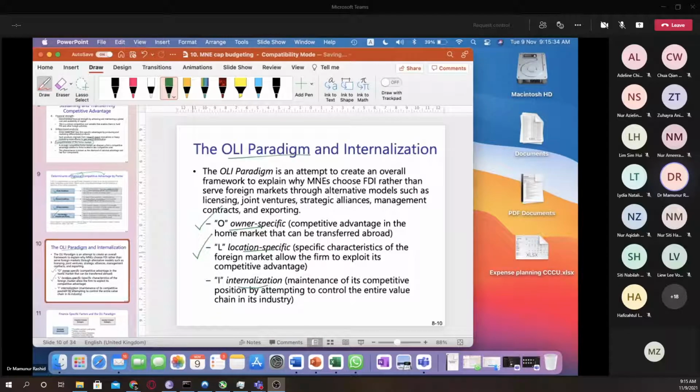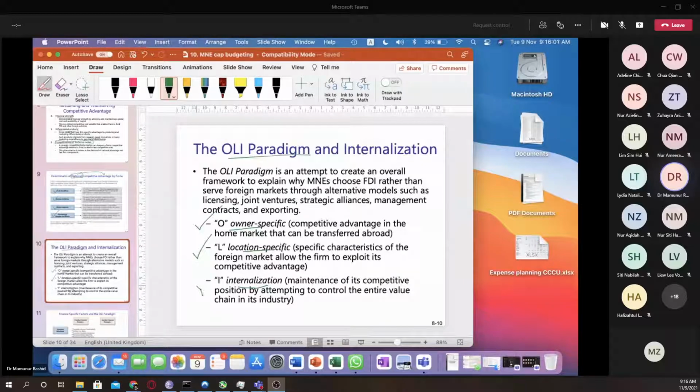For example, low cost labor would be available in a specific country, specific location. It may not be available all over the world, right? So some competitive advantage would be location specific. For example, if you want to produce garments products, you will go to China, Vietnam, or Bangladesh. You will not go to Pakistan, for example. You will not come to Malaysia to produce garments products because this competitive advantage is location specific.